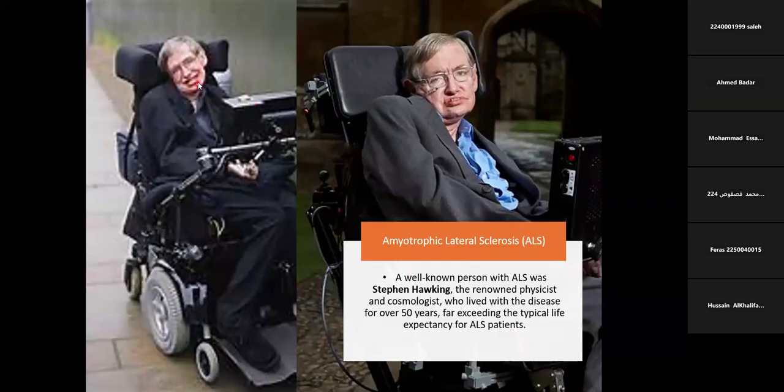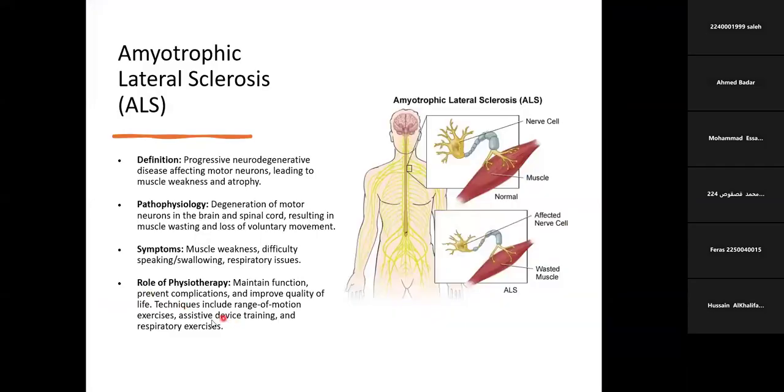He could not even speak in the end. He could not walk. He could not sit. He could not do anything. But still he was giving different theories of the physics. Still he was teaching the students, not by speaking. He will use this. He has got a mic, small mic here. This device will understand what he is saying, and this will translate it on the screen. This, he will order his device and his wheelchair will move. So this is called device training.